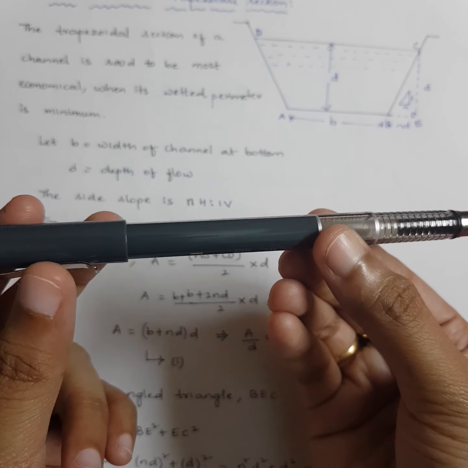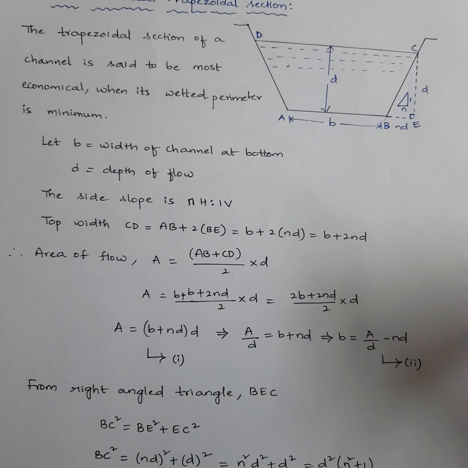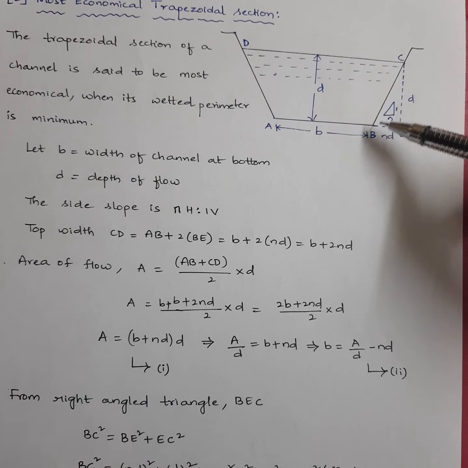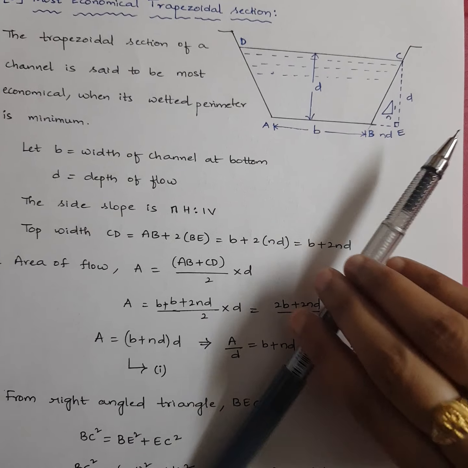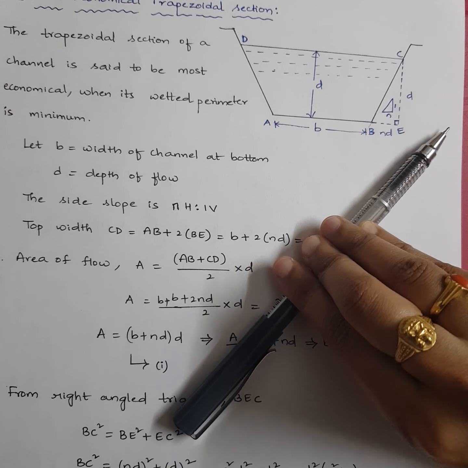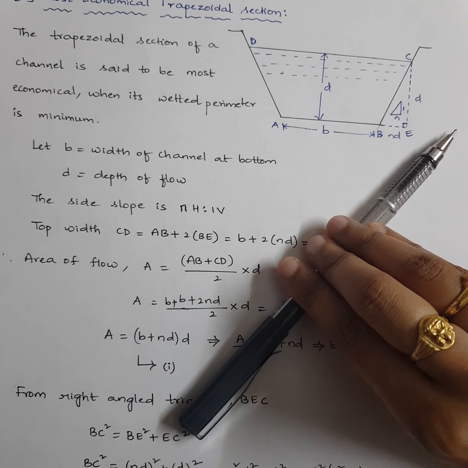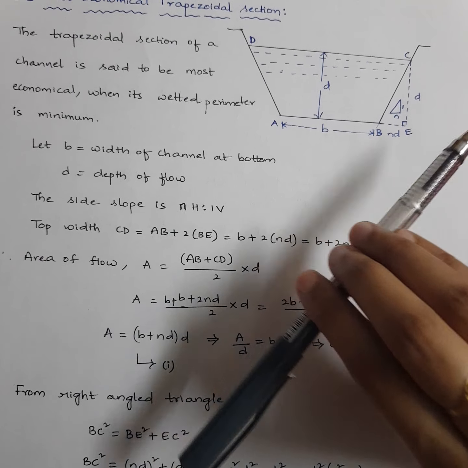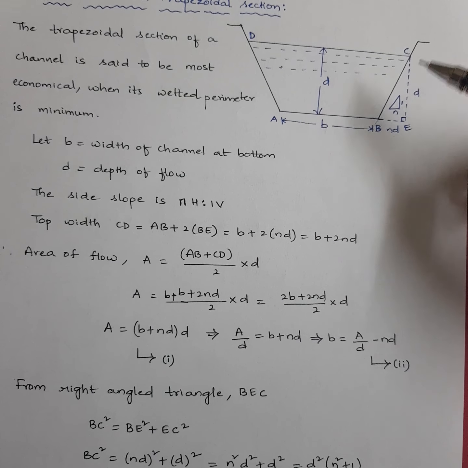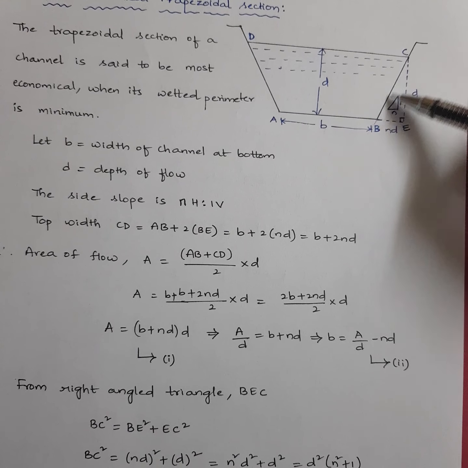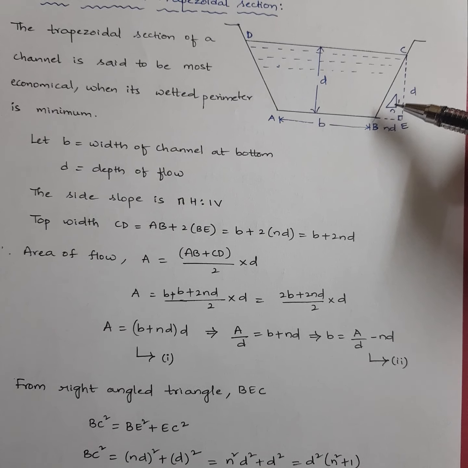Means with how much slope the channel is laid. But when you come to a trapezoidal channel, you have side slope. This side, BC, with how much slope this BC is kept, that is the side slope. So both are completely different. Bed slope is different, side slope is different. So when we are doing trapezoidal sections, we will be given the side slope, means with how much slope this side is cut.